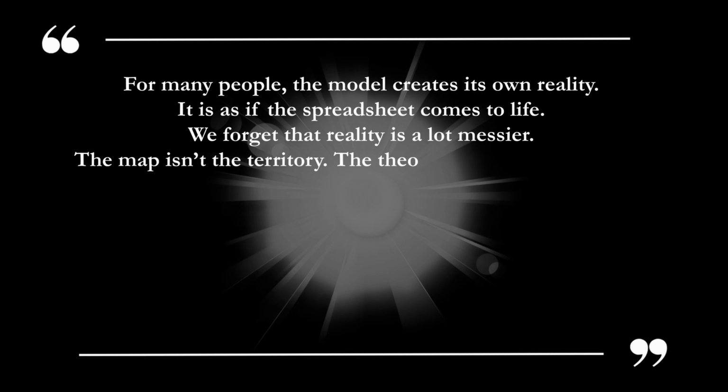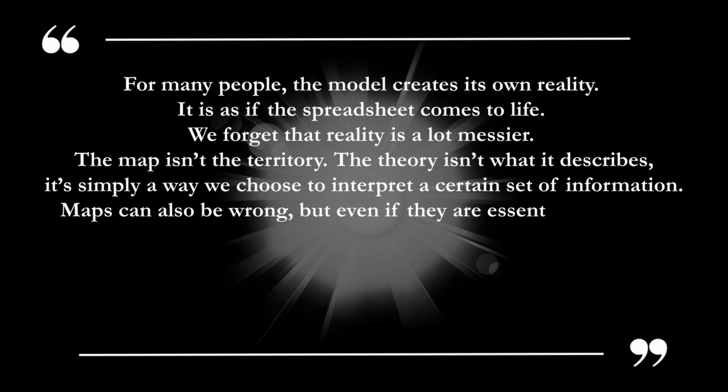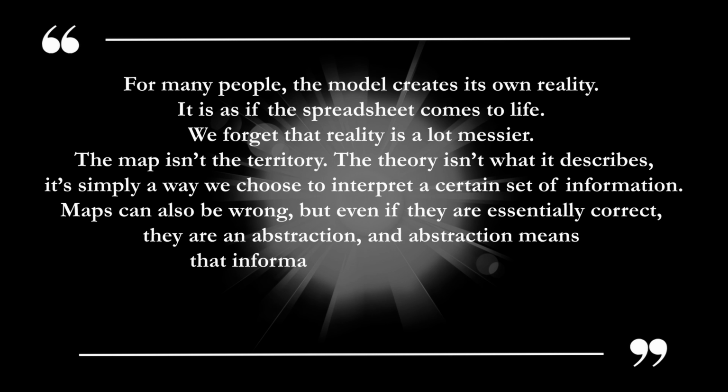The map isn't the territory. The theory isn't what it describes. It's simply a way we choose to interpret a certain set of information. Maps can also be wrong, but even if they are essentially correct, they are an abstraction. And abstraction means that information is lost to save space. By Shane Parrish. What matters a lot is how we interpret information.